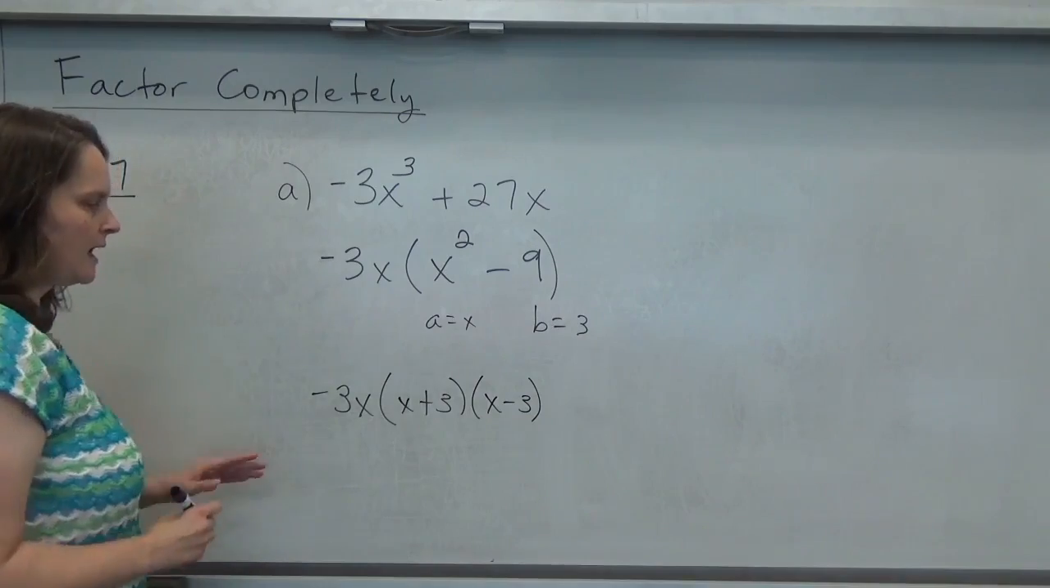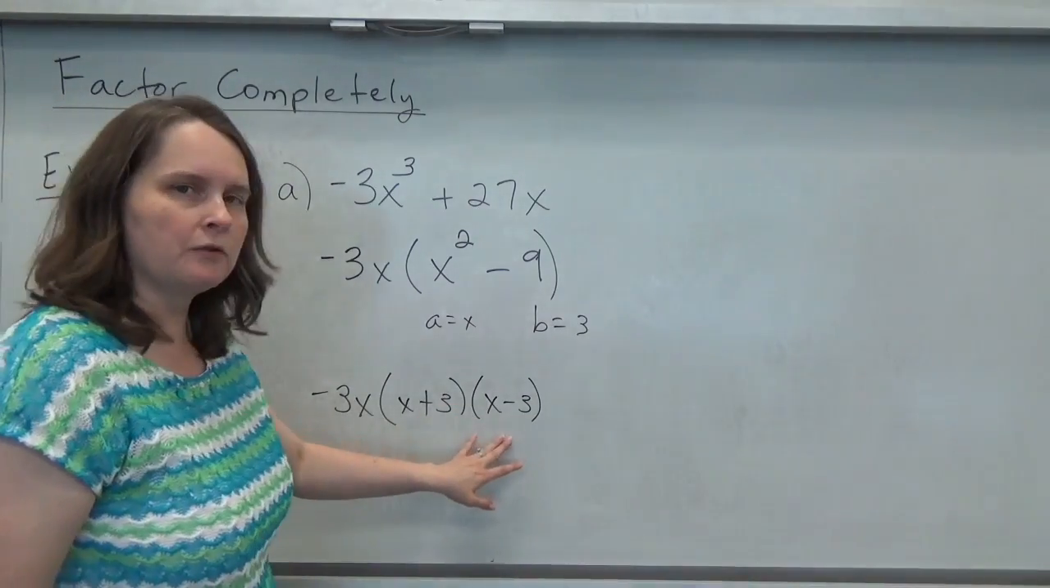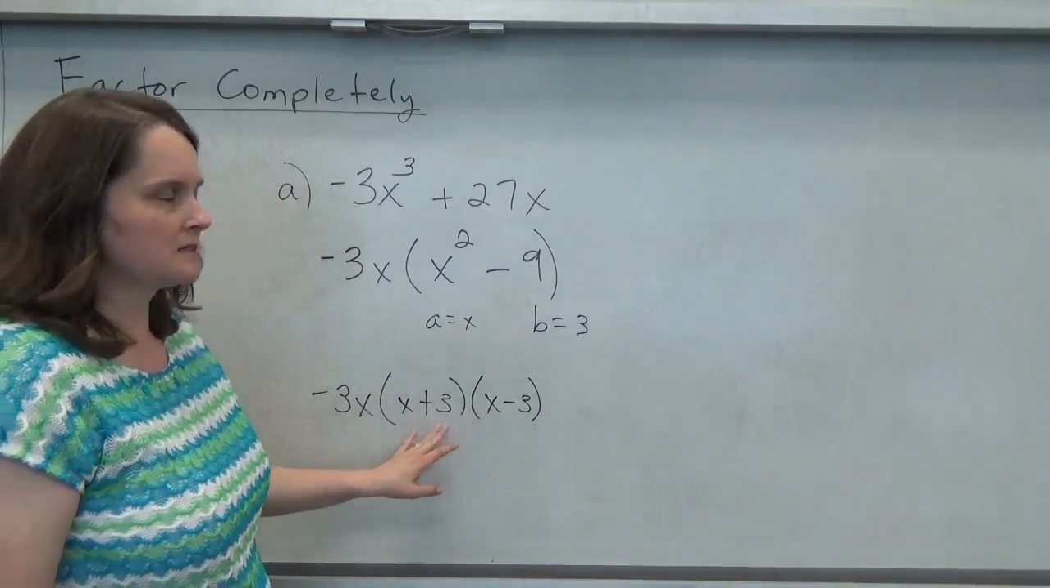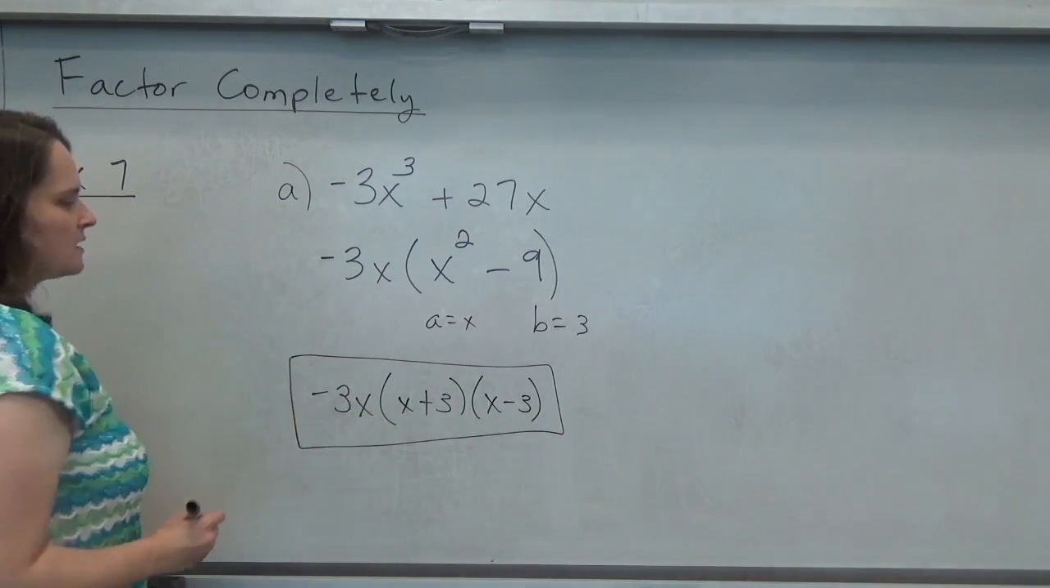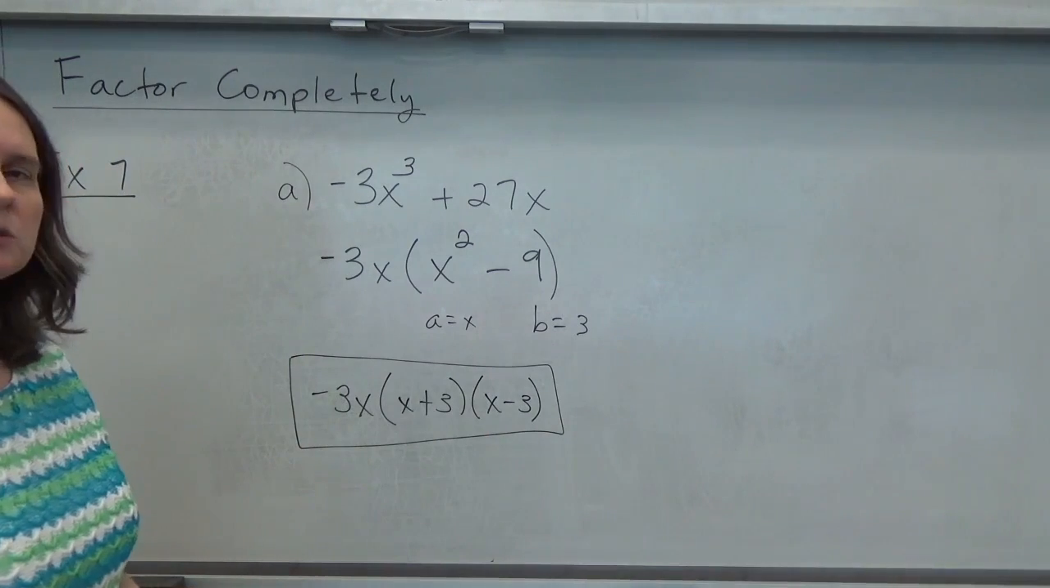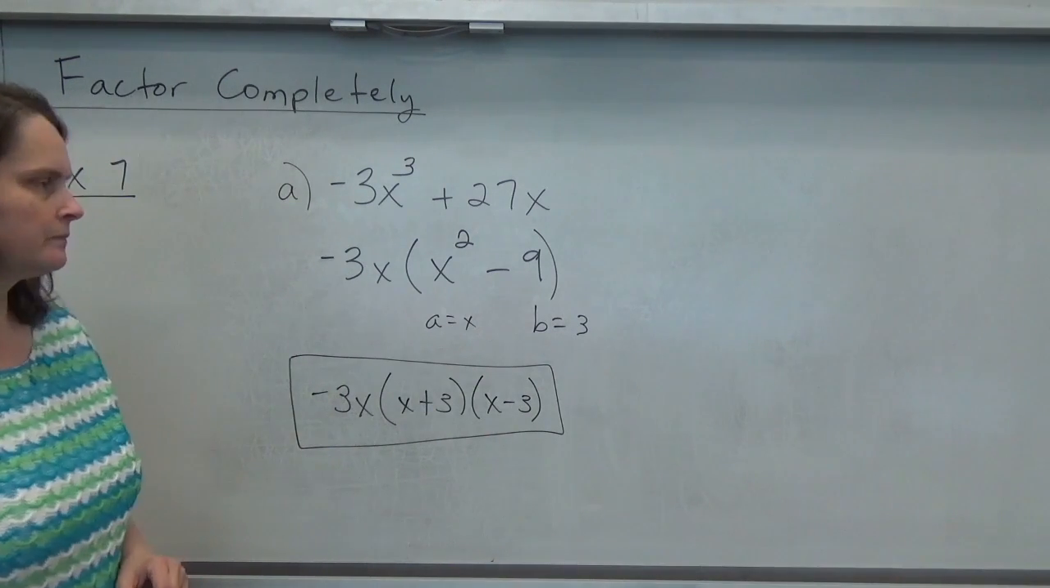Okay, now I look at what I have left. Could I go any further than this? The answer is no. That's as far as we can take it. So our answer is negative 3x times x plus 3 times x minus 3.